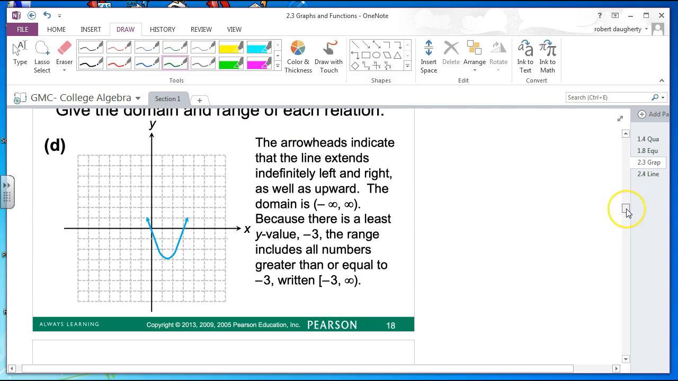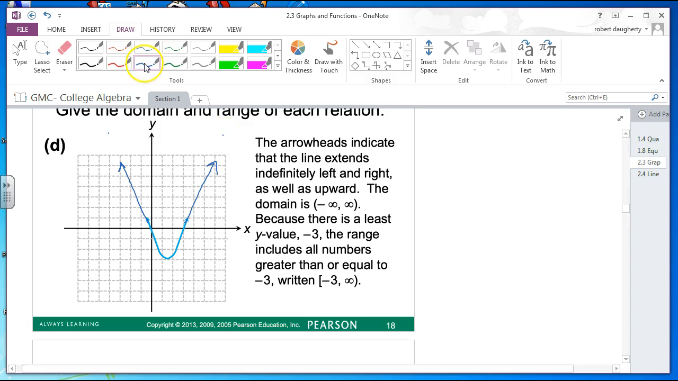Okay, let's look at the next one here and determine its domain and range. So this one is a parabola. We'll talk a little bit about this more later, but key point, this has arrows on the end of it. It keeps on going forever and ever, okay? So it's going to keep going. This is going up to the left. This is going up to the right.